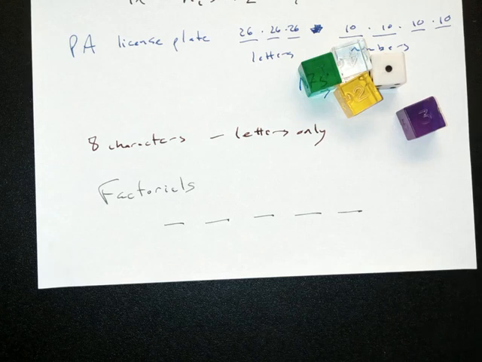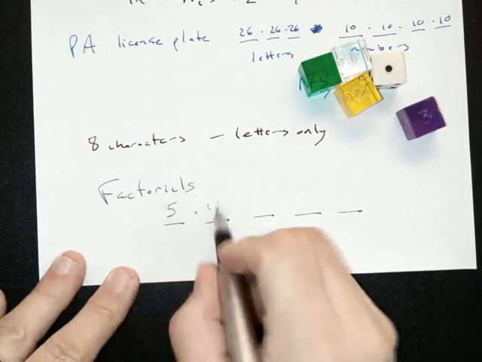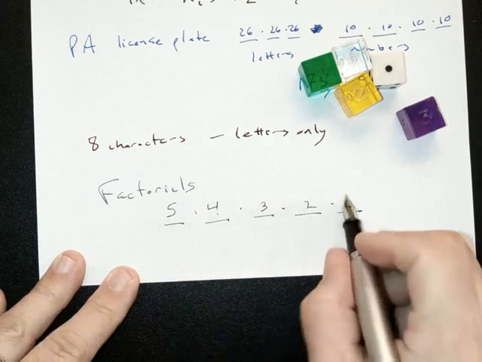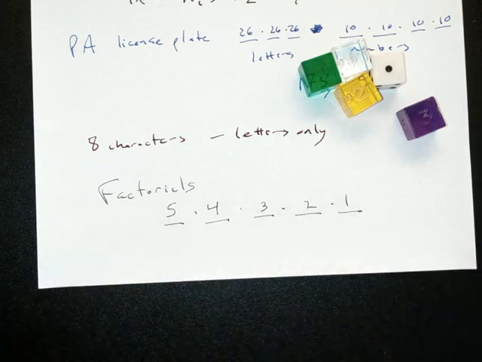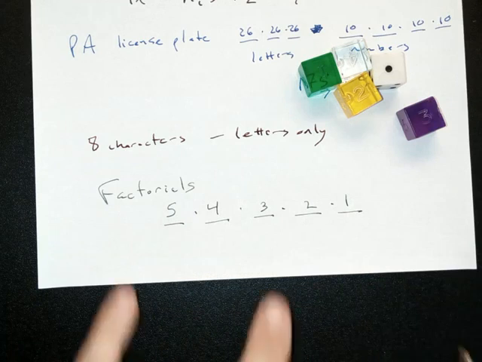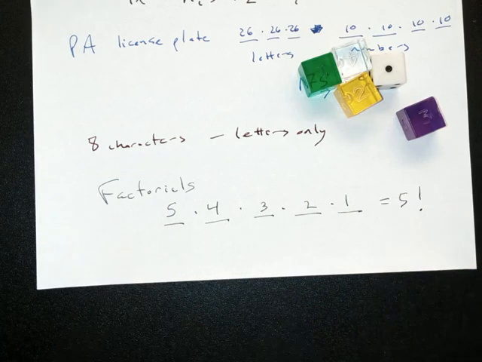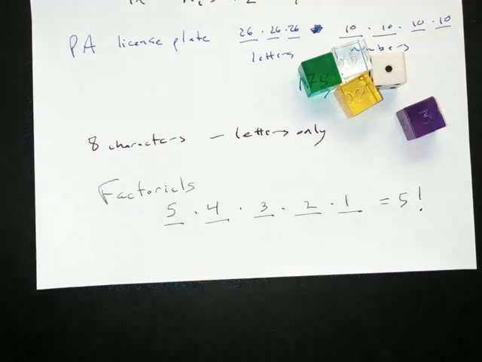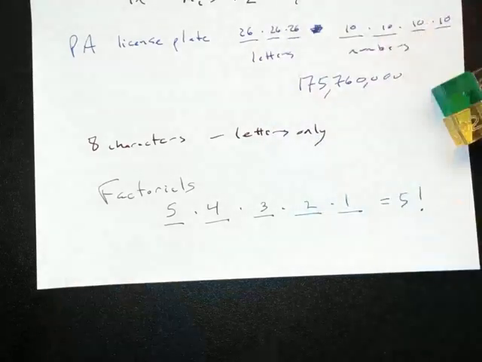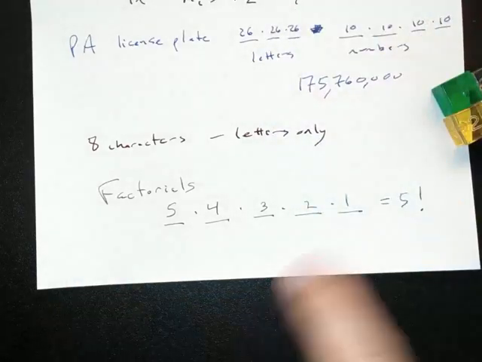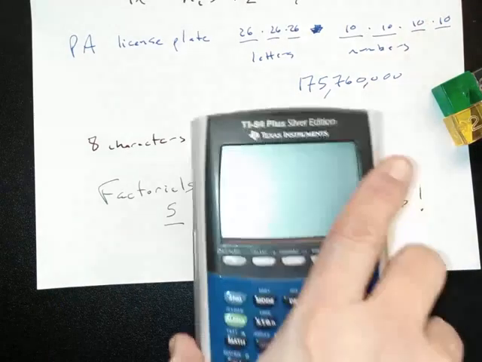And then, as I move down the line, the numbers go down by 1. The shorthand for this is 5 factorial. And we write factorial with an exclamation point. No, that's not 5. By the way, that number is 120.